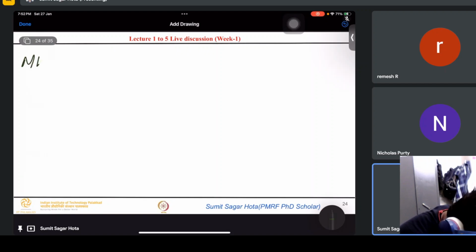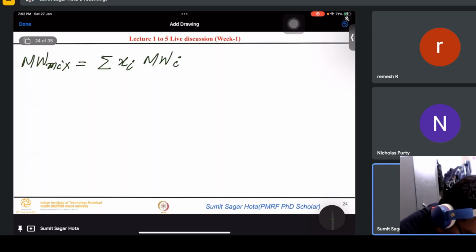The molecular weight of the mixture. If you don't solve all the previous questions, obviously you don't understand how to find out all the previous ones.